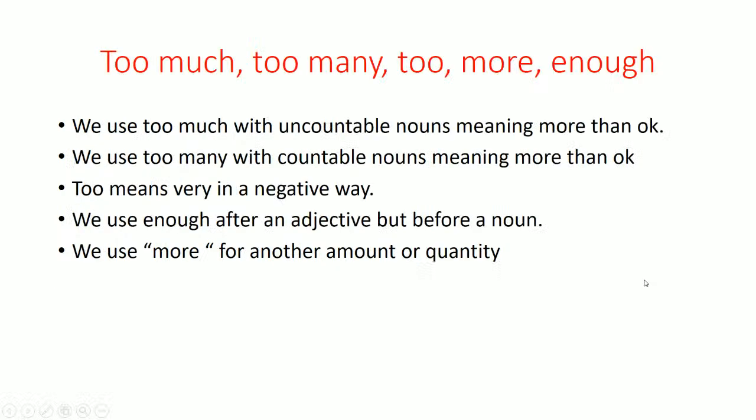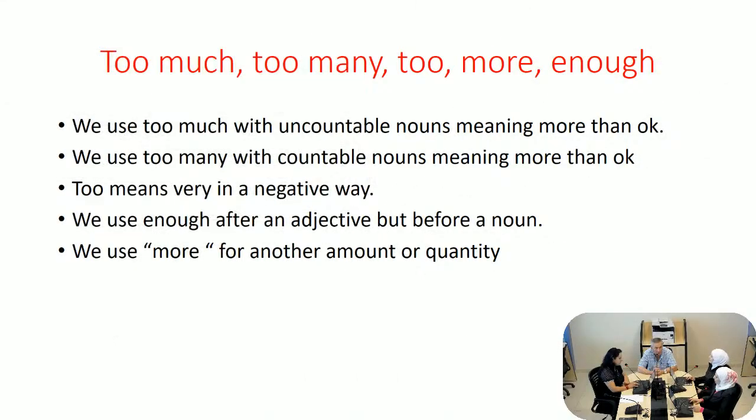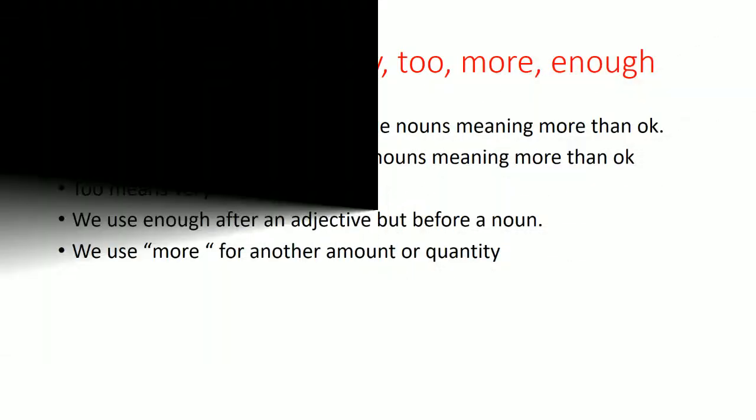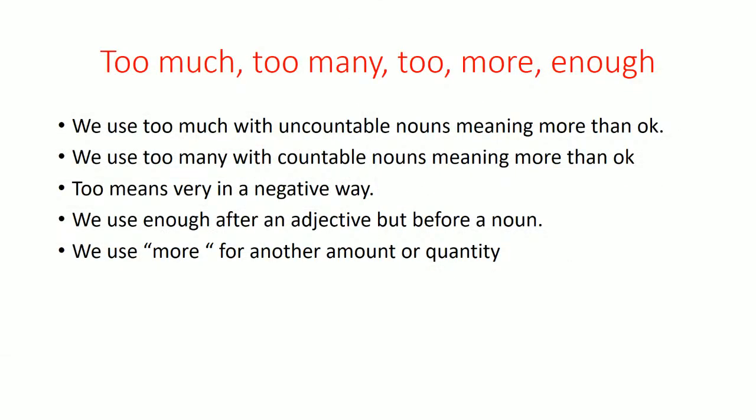Ms. Nasreen, you're going to talk about too much, too many, too, more, and enough. Yes. All these words usually are quantity words. And the first point that students have to pay attention to is the use of the nouns. We have countable nouns and uncountable nouns, which is a very main idea in using quantity words. So we use too much with uncountable nouns, meaning more than okay. We use too many with countable nouns, meaning more than okay. So the same use, but with countable or uncountable.